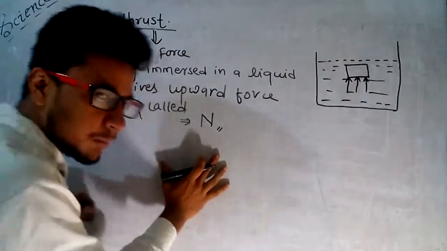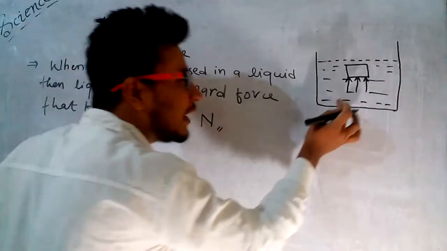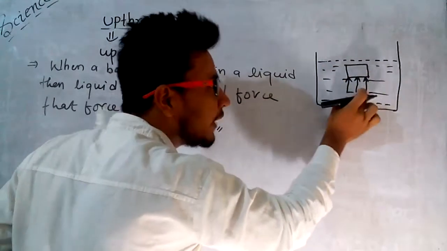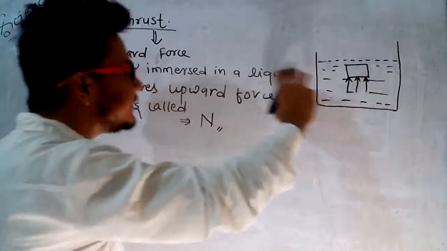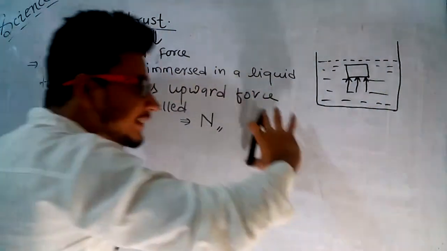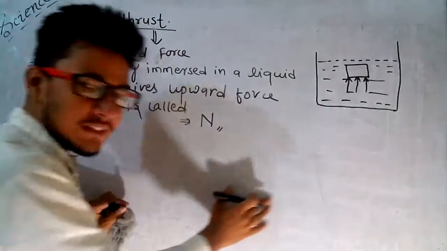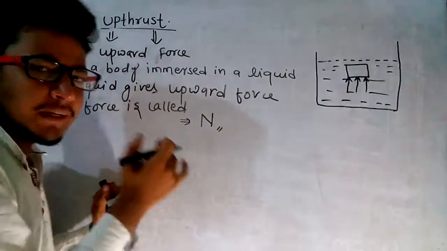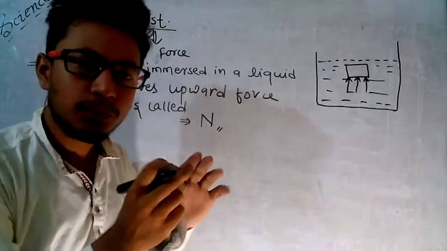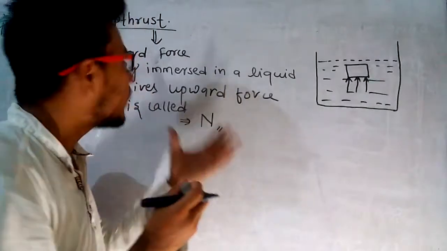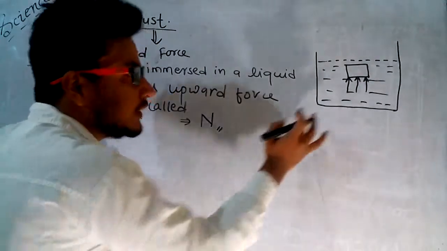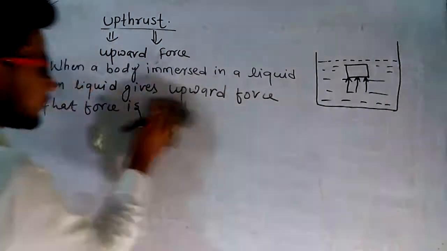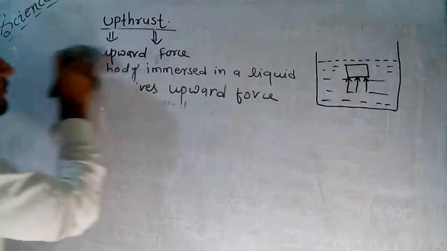Now questions come to your mind. Sir, why does this liquid give an upward force, not lateral, not downward? Why, sir? What is the mechanism behind the upthrust? We'll talk about all this during the derivation of the upthrust. So let's talk about how we can derive the mathematical formula of upthrust, and how this upward force acts on the body.